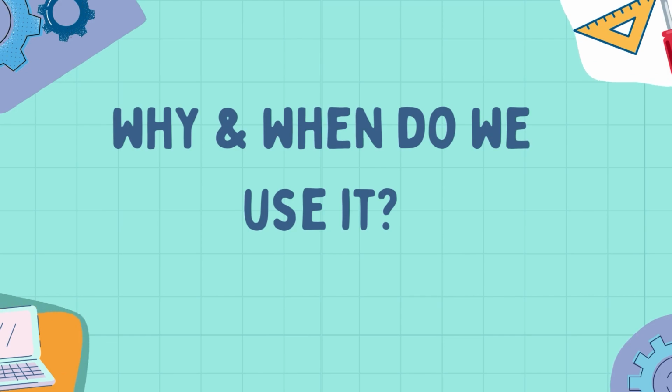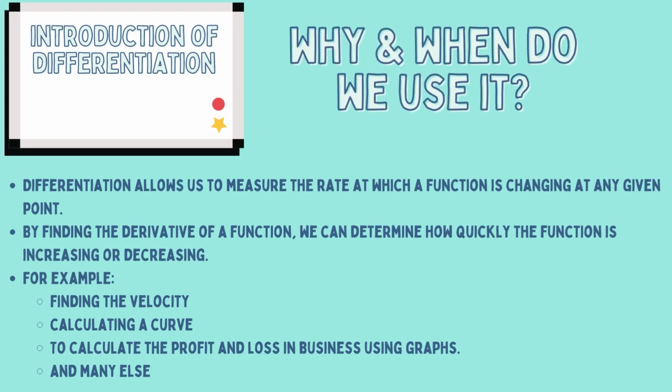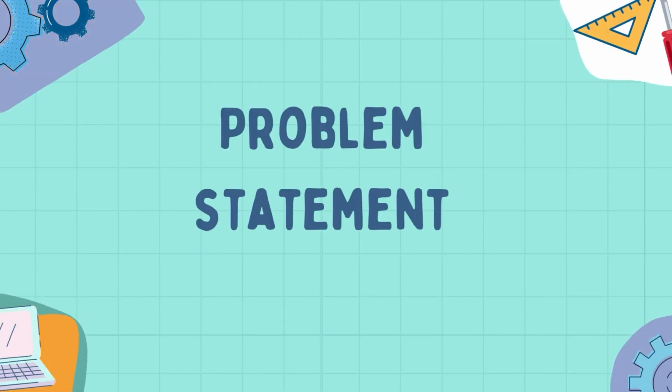Why and when do we use it? Differentiation allows us to measure the rate at which a function is changing at any given point. By finding the derivative of a function, we can determine how quickly the function is increasing or decreasing. Okay, we take an example: finding the velocity of a car, calculating a curve in a graph to calculate the profit and the loss in a business, and many else.